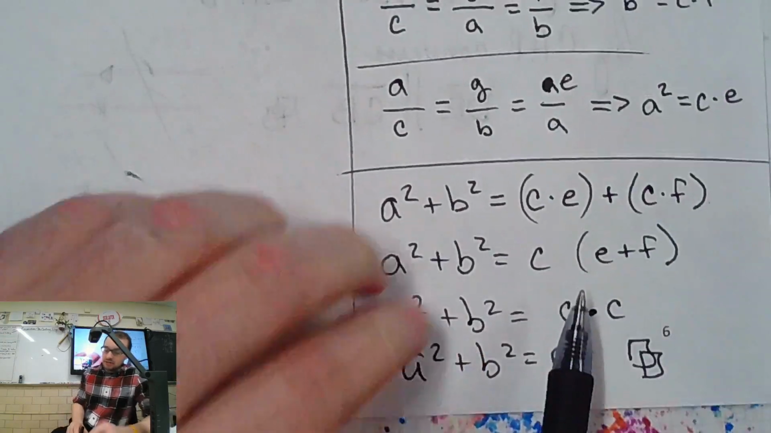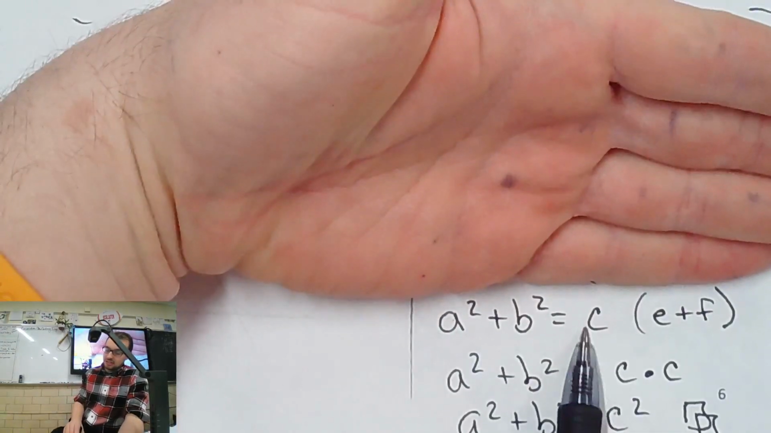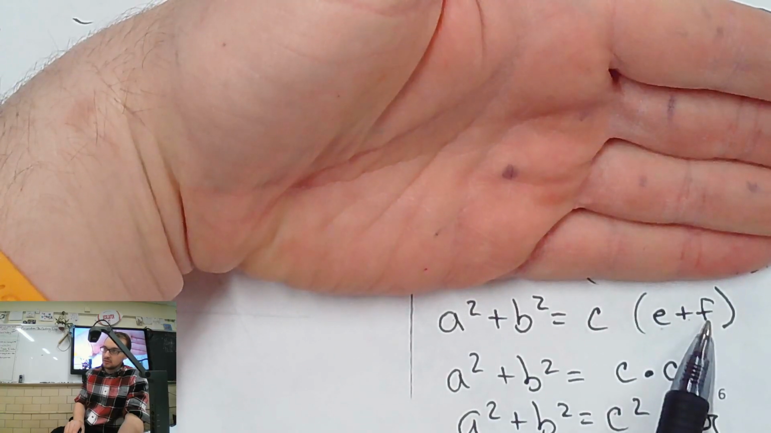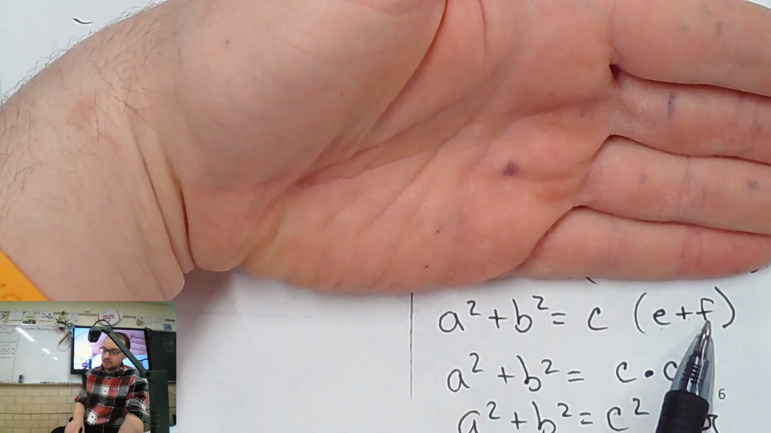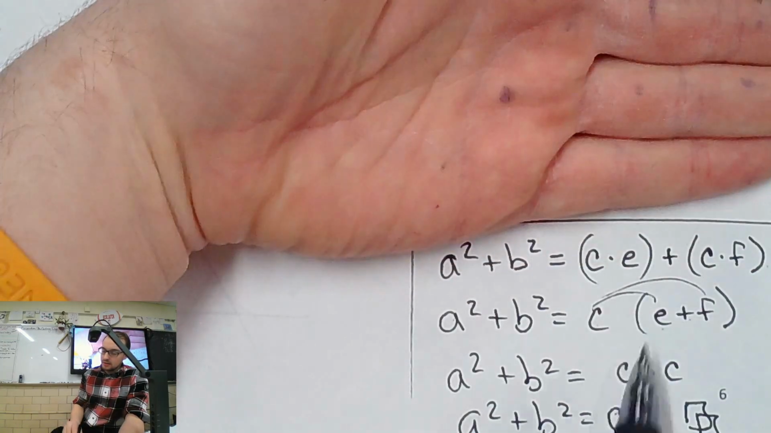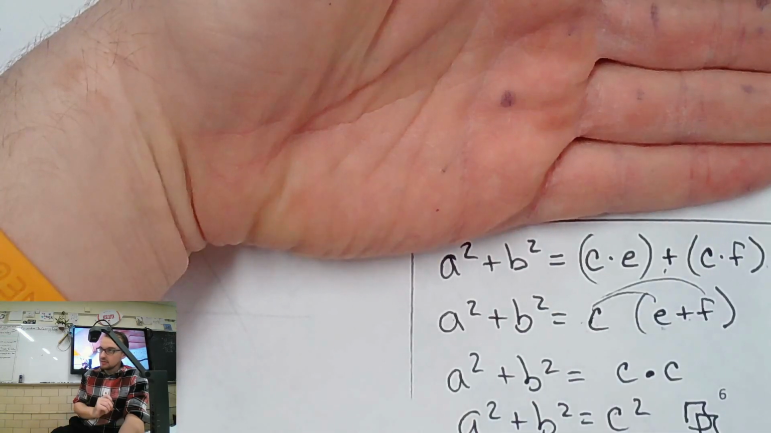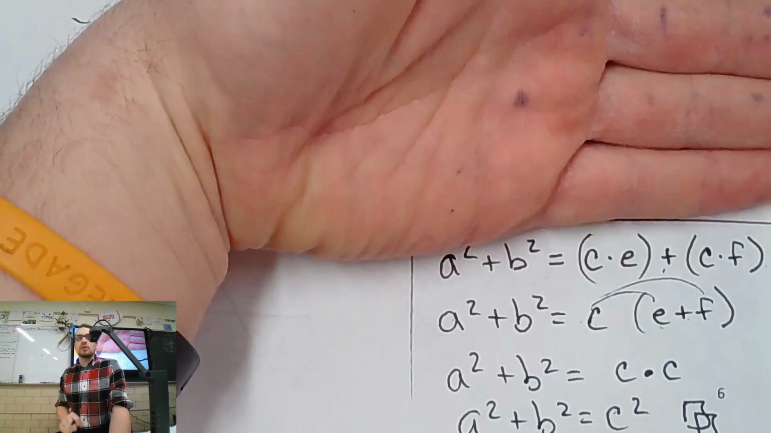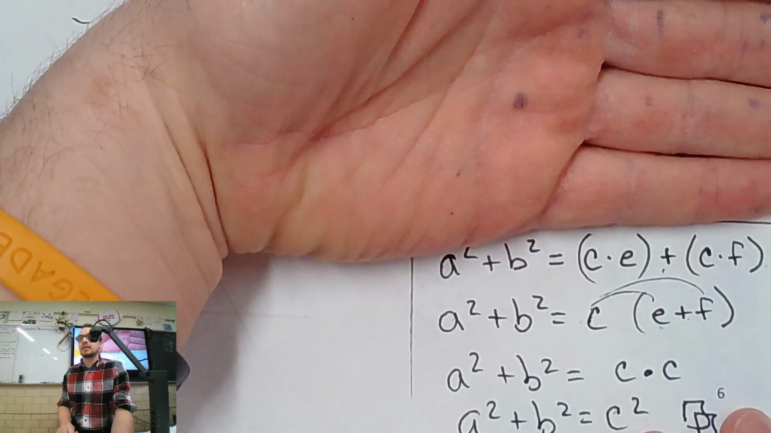So I think it's easier to see it backwards. C times E plus C times F, right, when we distribute? It's the distributive property. C times E plus C times F. This is just distribution in reverse. We call it pulling out. It's like FOIL.